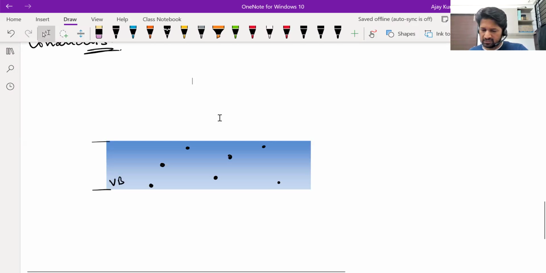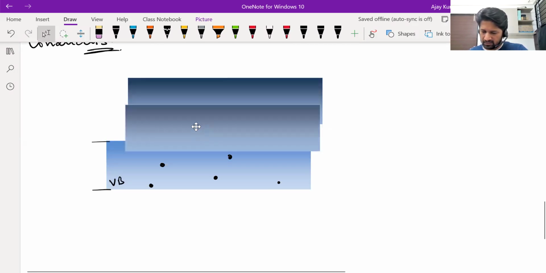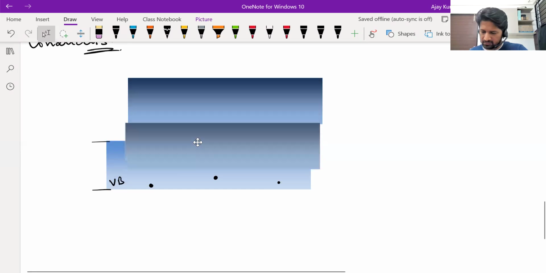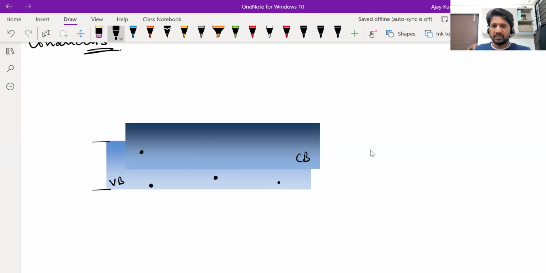But it so happens that in the case of conductors, the conduction band kind of overlaps with the valence band. So it's like this. This is the conduction band. So high energy electrons in the valence band also belong to the conduction band. Means these electrons, particularly this one and this one, they can participate in bonds. They can also roam around in the entire material. These are what we call free electrons.